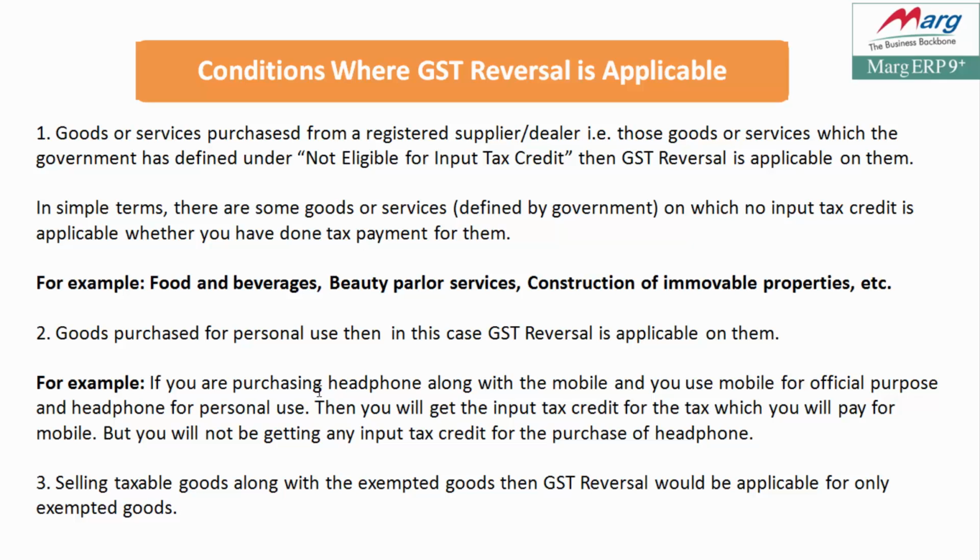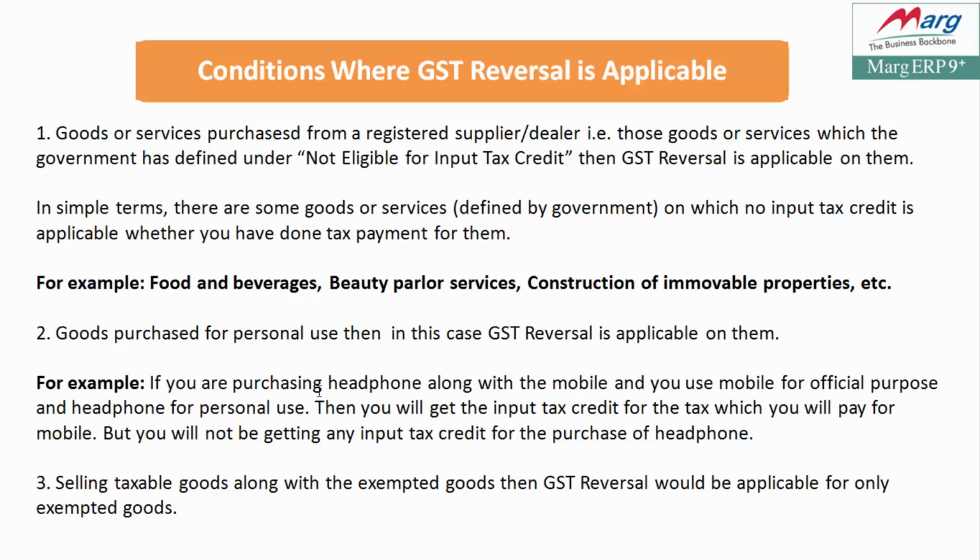Suppose you are purchasing food and beverages from a registered restaurant and the owner of the restaurant has given you the bill along with the tax amount. Then you have to pay the total tax amount, but you will not be eligible for the input tax credit. In this case, GST reversal is applicable, where you are paying the tax but you are not getting any input tax credit. So GST reversal would be added to your expenses.